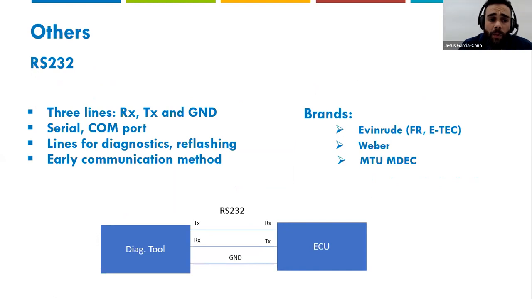Okay, another important one is the RS232. In this case, we have 3 lines. It's also like a K line, with request and answer, but not with one line. With 3 lines: RX, TX, and ground. Another name for this communication system is serial port or COM port, and this line is only for diagnosis and reflashing the control units.